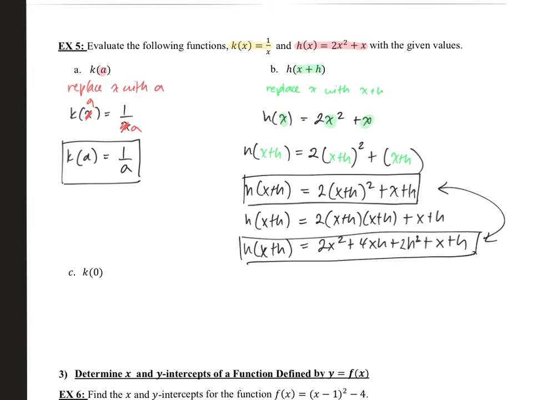All right, now let's take a look at k of 0. Go ahead, try to figure this one out by yourself. Check in with me in a second. Well, this is saying we're going to replace x with 0. So that means k of 0 is going to be 1 over 0. Oh my goodness, what did I just do? I tried to divide something by 0. That is no can do. It's undefined. So this is going to be undefined. You cannot divide something by 0. All right, so functions can be undefined.